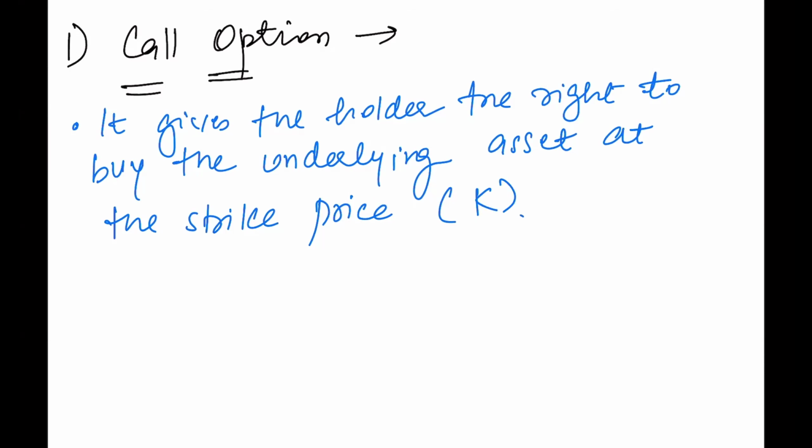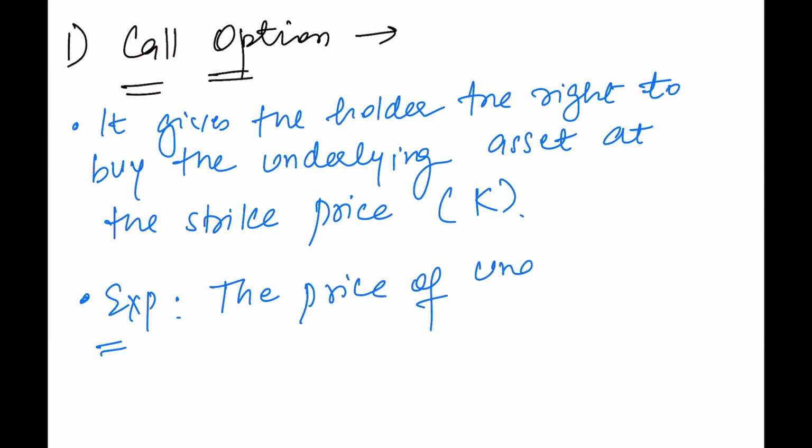So you might be thinking, okay, it gives the holder the right to buy, right? So when will someone buy it? So of course, the expectation of the holder will be that the price of the underlying asset will increase, right?